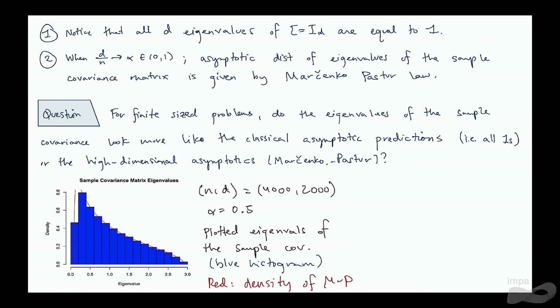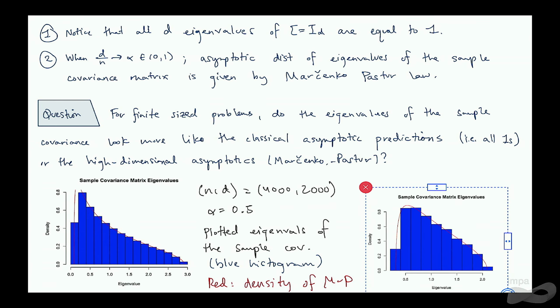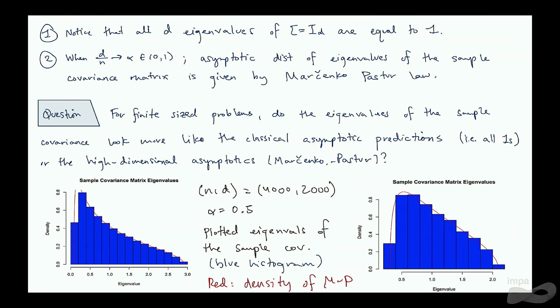But here's another example. Let's see if I can fit this over here. This is kind of the same thing, but now the n and d that I've chosen here is 4,800. So this is an even smaller alpha. This is closer to real low dimensional land, right? But it's still clear that the high dimensional predictions are the ones that map us better to reality. Right? Okay.